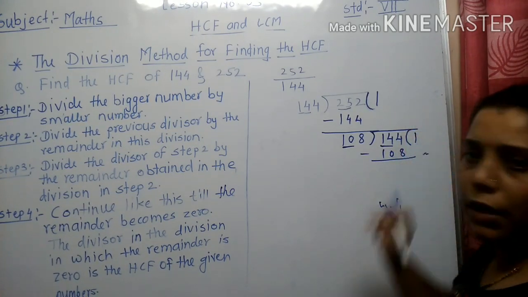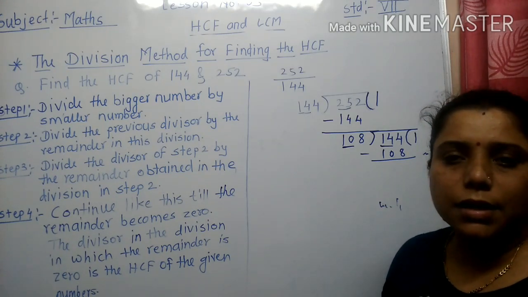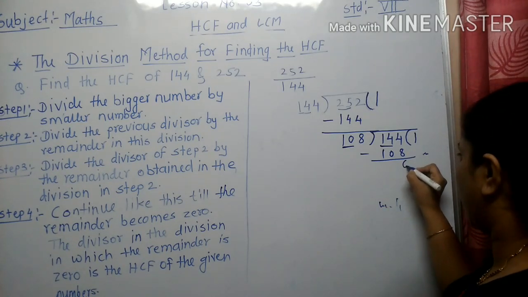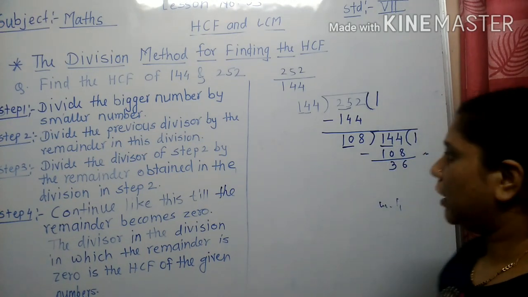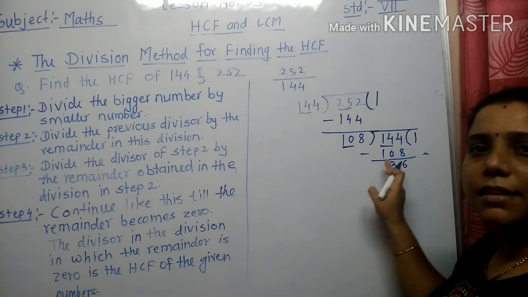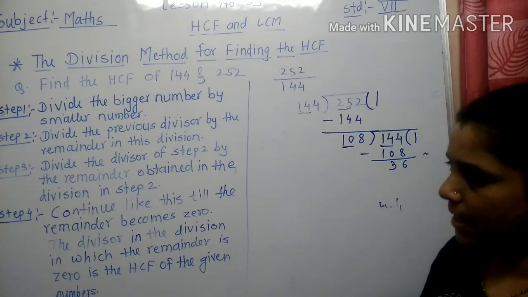Understood? Here 14 will be there. Okay. 14 minus 8, 6. Very good. Then here 3. Understood? Now this is your next remainder. Now what will be the next step?